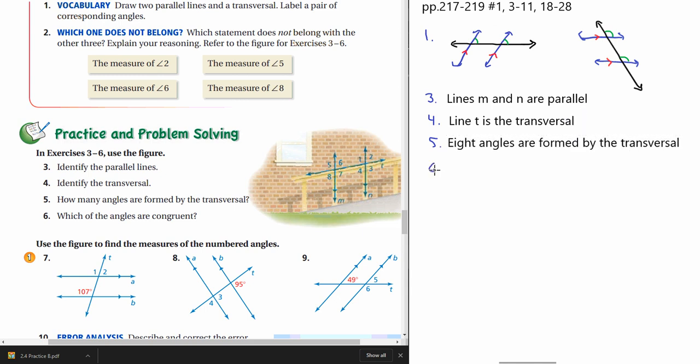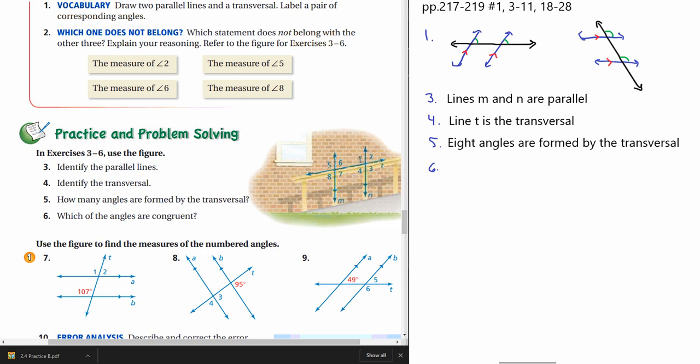Number 6, which angles are congruent? Well, we've got a bunch here. We have 4 pairs. We have angles 1 and 5 are congruent. 2 and 6 are congruent. Oh, I'm so sorry. I'm telling you the corresponding angles, which are also congruent, but it's asking specifically for congruent. I was going to corresponding. So which ones are congruent? Congruence means they have the same angle measure.